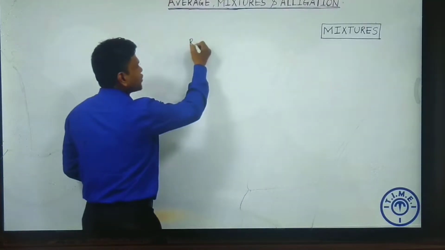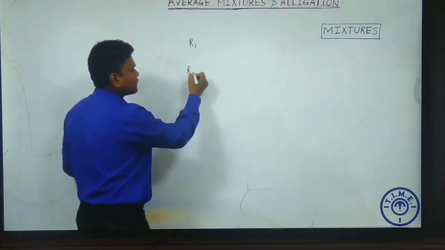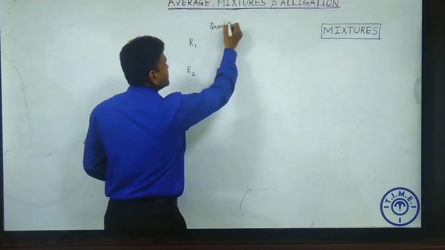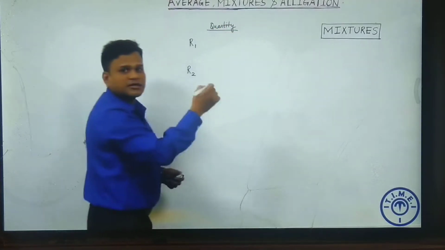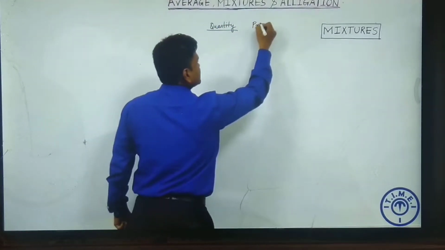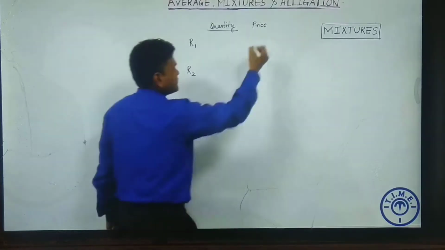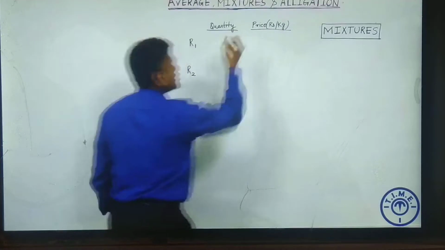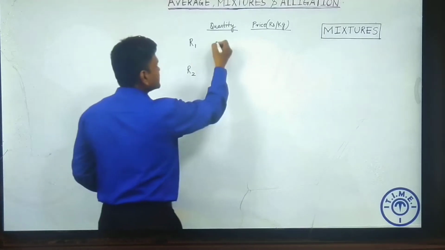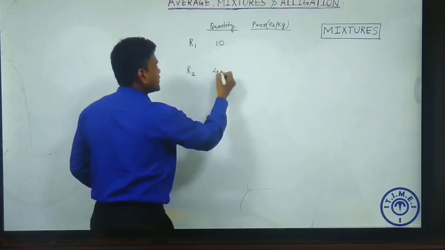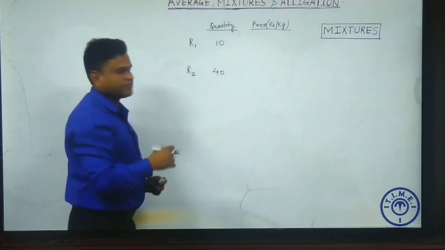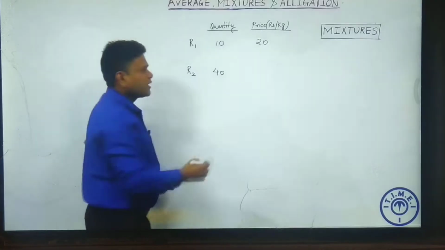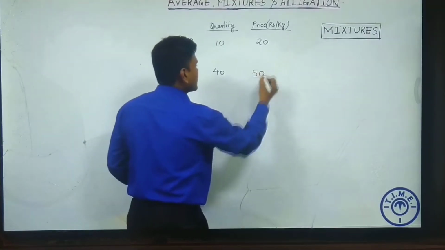So, rice of variety 1, rice of variety 2. The first column is the quantity and the second one is the price, which is rupees per kg. That's how we represent it, and quantity in terms of kg. Now let's say this is 10 kg and this one is 40 kg. R2, let's say, is a premium brand. Let's assume this is 20 rupees per kg, and this one is maybe 50 rupees per kg.